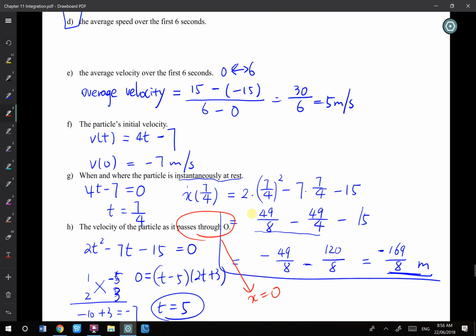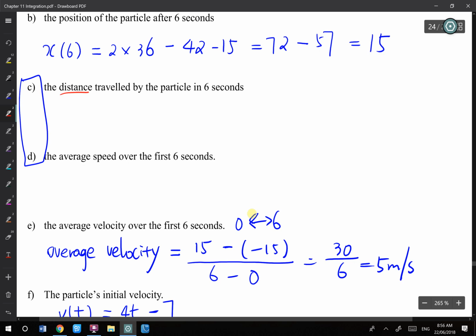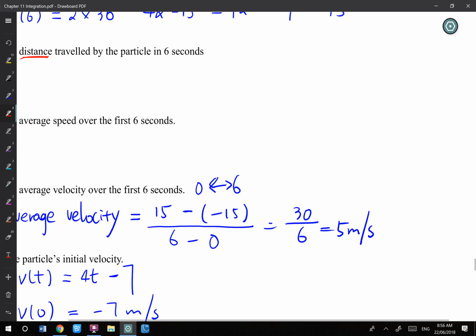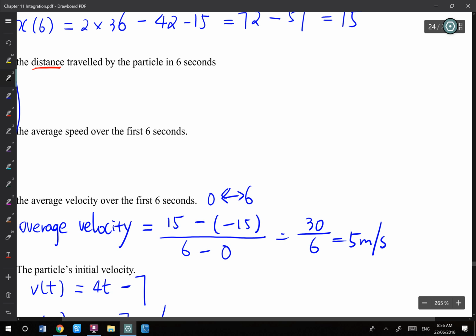We haven't finished, we have 2 more. Why do I talk about E first before we do C and D? Because if I want to find distance, I must use the vt graph. If I want to know distance, I must use the vt graph because it's the total area. It can't be easily done like displacement by directly substituting. This vt graph is an easy one because it's just linear. So it's 14t minus 7.